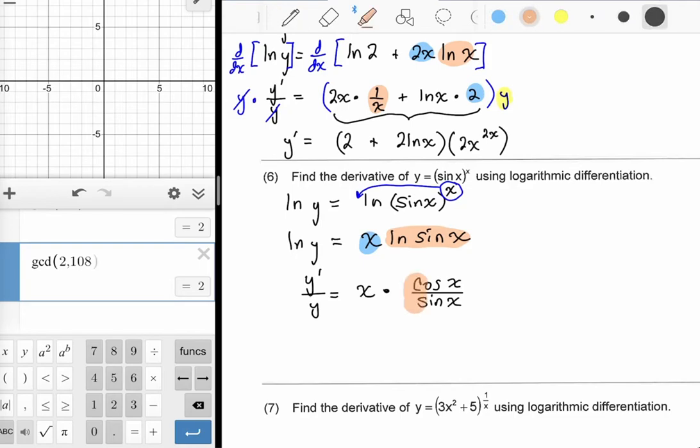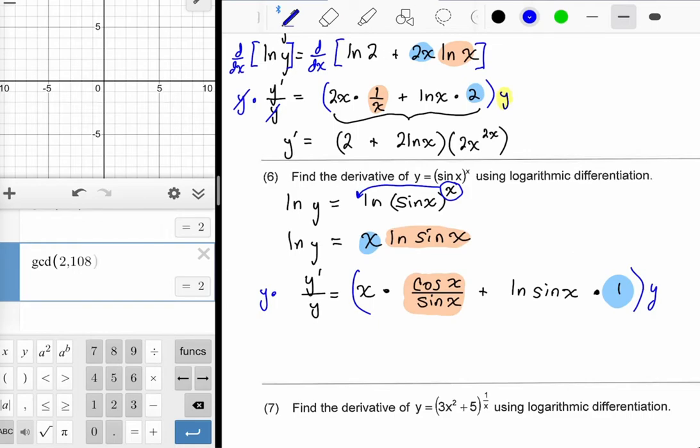Now I just need second times the derivative of the first. So plus ln sine of x times the derivative of the first function, which is just a 1. That doesn't bring anything to the party, which is good. So when I go to represent my final answer, all I have to do is remember, multiply both sides by whatever y is. Clean it up if it makes sense to clean it up.